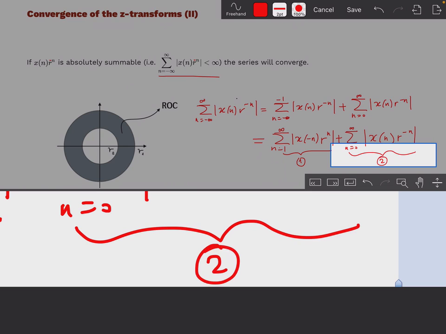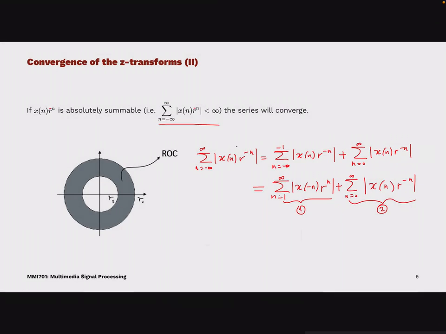So if any one of these parts of this series diverges, the whole series is going to diverge. The whole sum is going to diverge. Well, that's pretty much the only condition. So what do we know? First of all, given that x of n will be bounded, we haven't defined it as such, but let's say it's bounded.